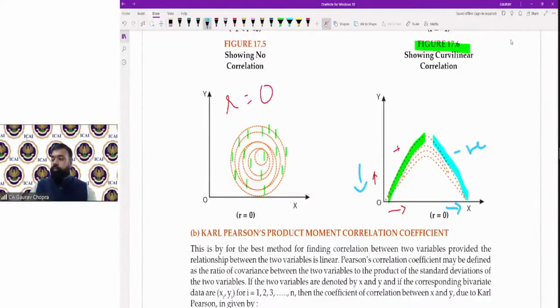Okay, understood everybody? Om Gupta says, after your teaching, correlation is now getting very easy to me. That's great.